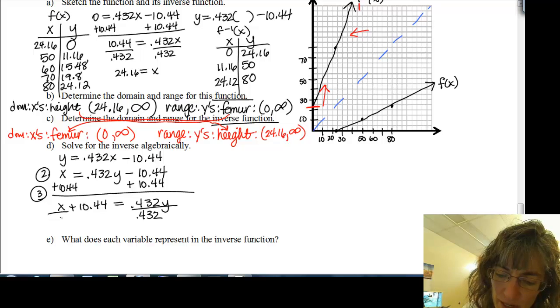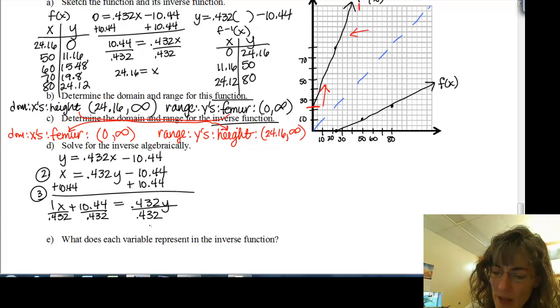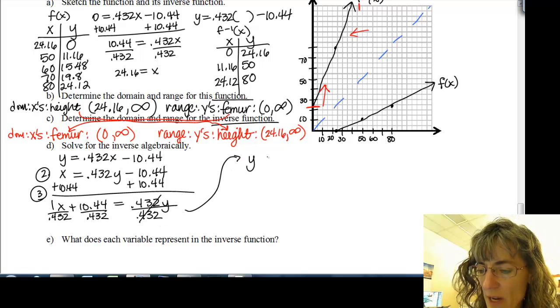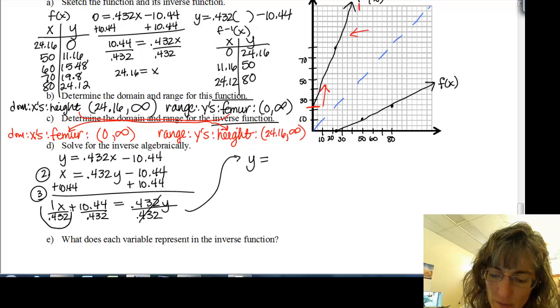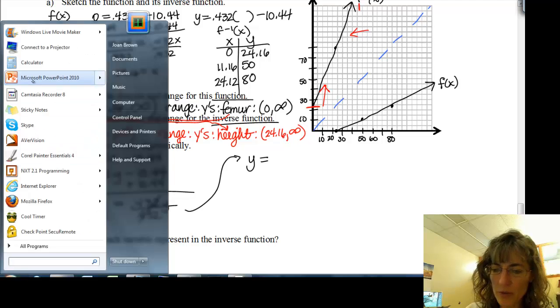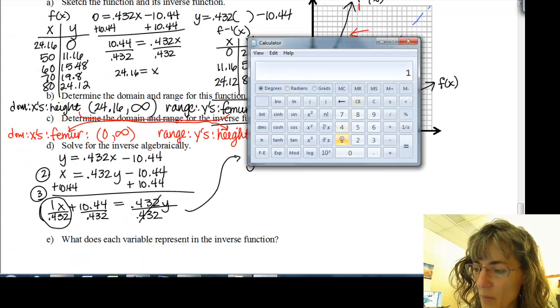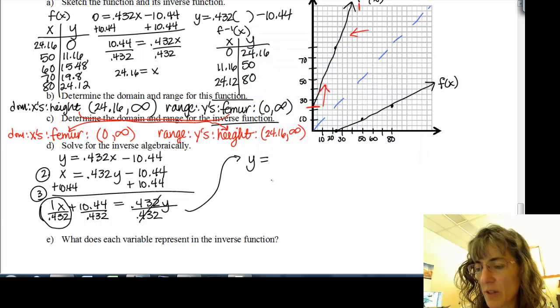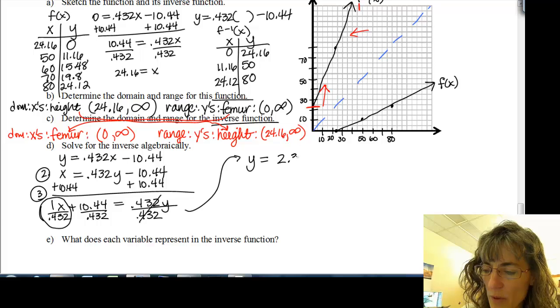Divide both sides by that 0.432, so I'm going to divide each one. This is a 1 in front, remember, 0.432 divided by 0.432. And these cancel as I expect, and I have y equals, putting it in the other order, this term right here, 1 in the numerator divided by 0.432. So I'm going to just calculate that. 1 divided by 0.432, and I get 2.31. And the next digit's a 4, so I'm going to leave it as 2.31.